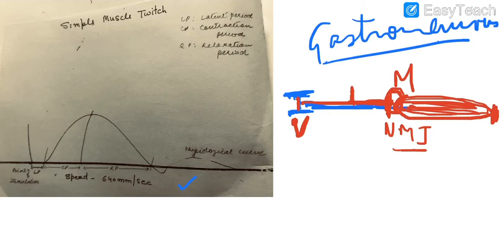There will be the release of neurotransmitter, and that neurotransmitter will act at the end plate and generate the end plate potential. Ultimately it will generate the action potential within the muscle, and then there will be the generation of contraction, right. So that is the basic of doing all these experiments regarding the skeletal muscle.